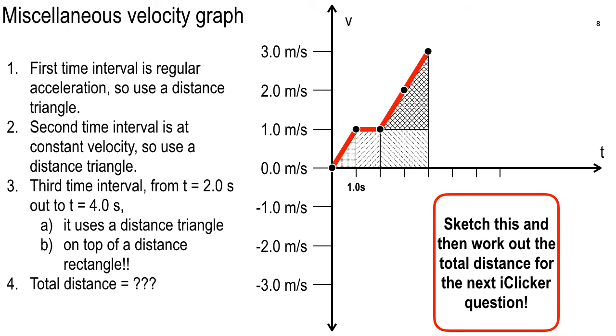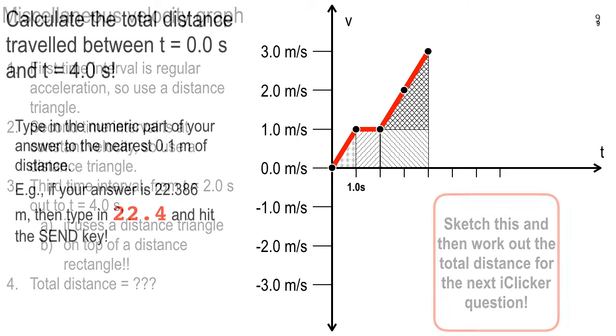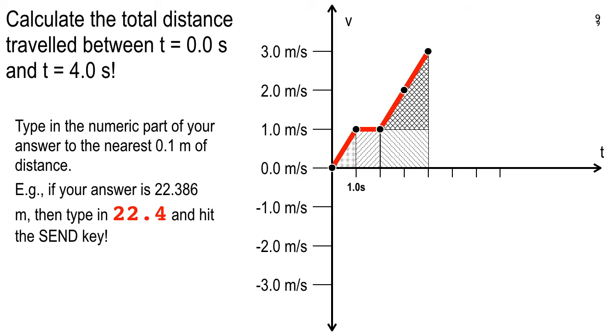It's basically to calculate the total distance. So here's your clicker question. And that's the same diagram. All the numbers on this diagram are kosher. I measured them very carefully when I was creating the slide. And you have everything in there you need to figure out your distance rectangles and your distance triangles.